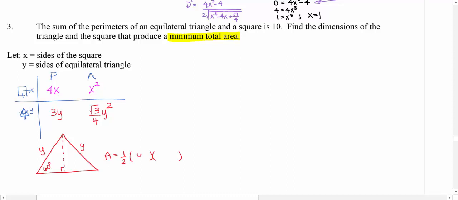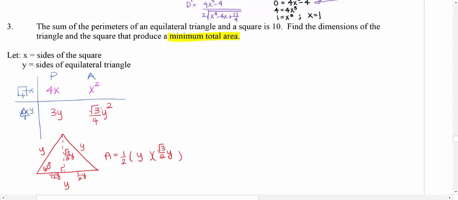So the base is going to be a y, the whole base. When you drop this perpendicular, it does become a perpendicular bisector, so that is now 1/2 of y, and this is 1/2 of y. And so if you have this right triangle right here, this is a 30, 60, 90. So if this is 1/2 of y, this height would be rad 3 over 2 times y. And if you multiply all of that out, you do get that rad 3 over 4 y squared.